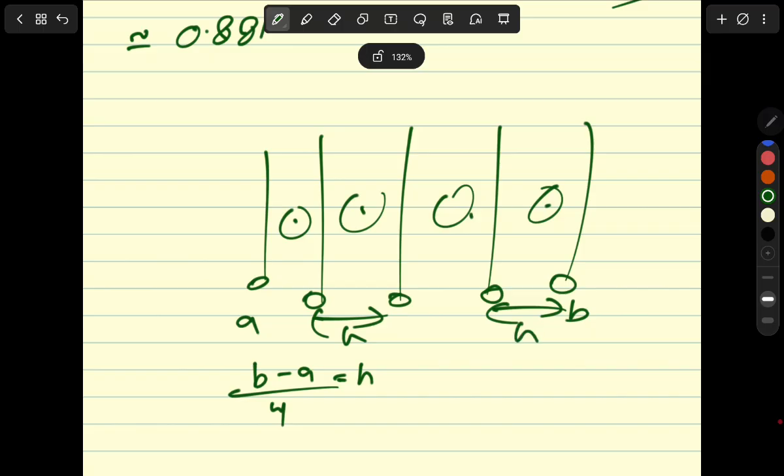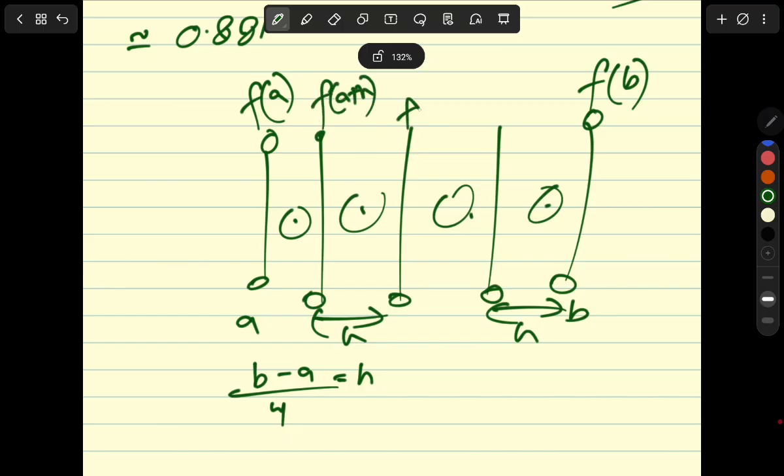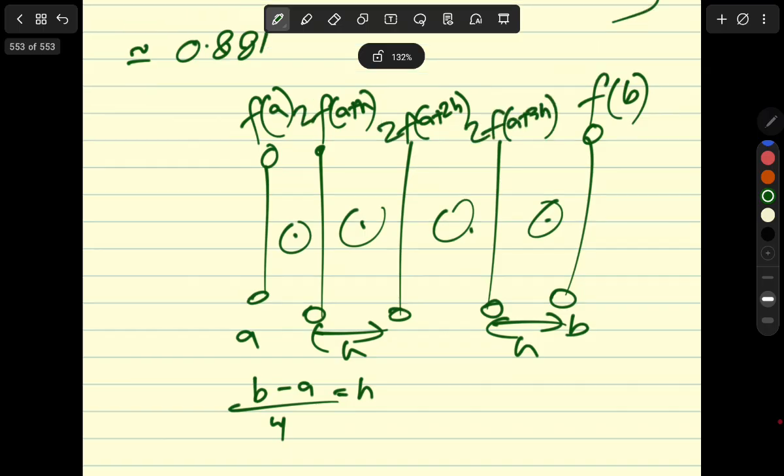You double the wrong values. Don't double this value and this value. This is just counted once. This is just counted once. All these values, f of a plus h, f of a plus 2h, f of a plus 3h, they are counted twice. Okay? You round too early.